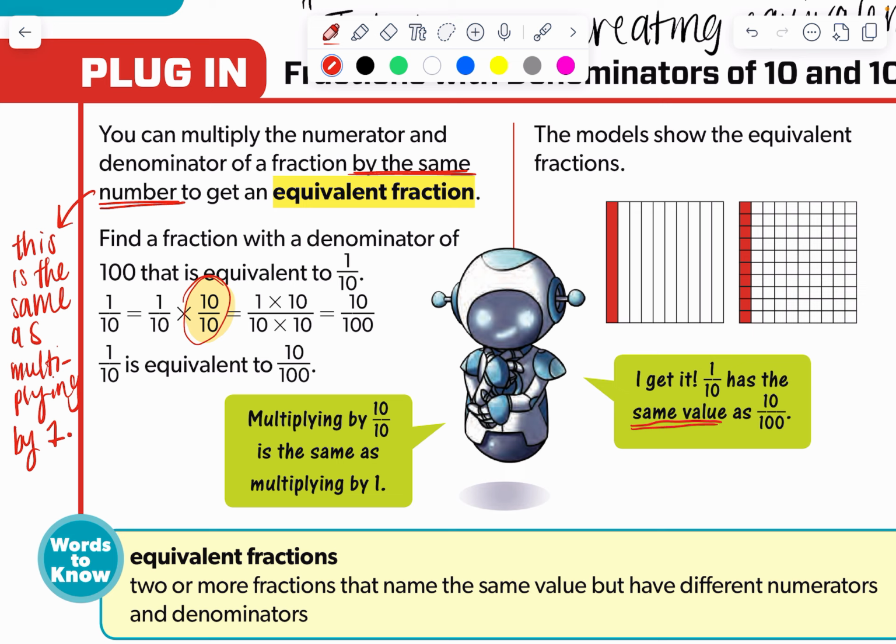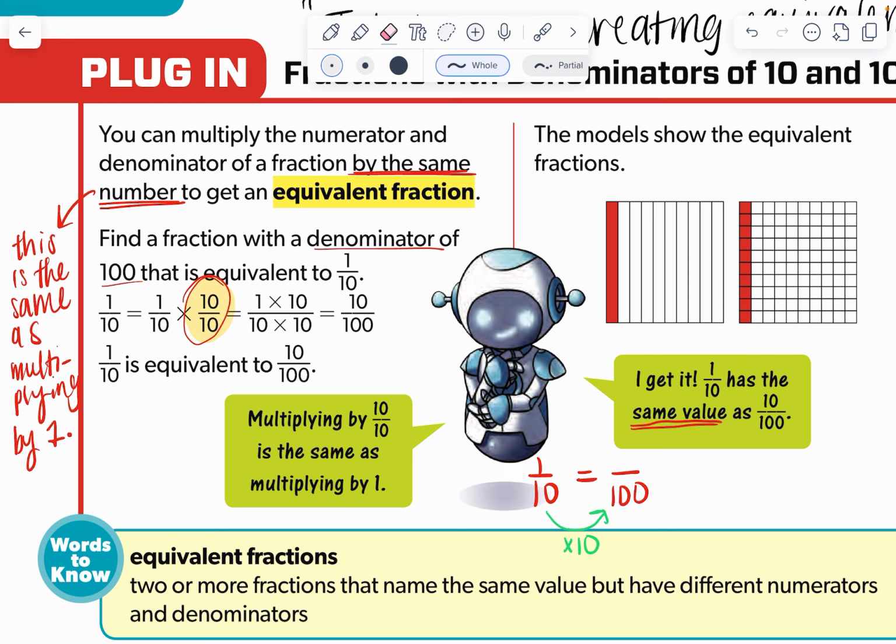We have 1/10, and we have to find an equivalent fraction with a denominator of 100, right? So we started out with 1/10, and they want us to find an equivalent fraction with a denominator of 100. So really what we would ask ourselves is, well, what can I multiply by 10 to get to 100? I should know that 10 times 10 is 100. And we just talked about this. If we want to create an equivalent fraction, we have to make sure that we are multiplying that fraction by another fraction that has the same numerator and the denominator.